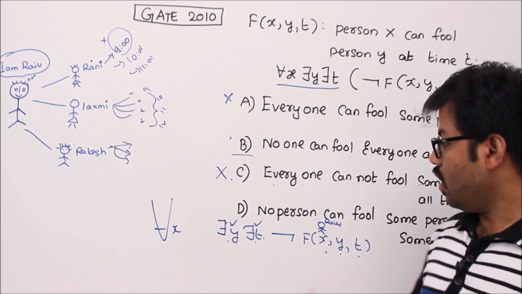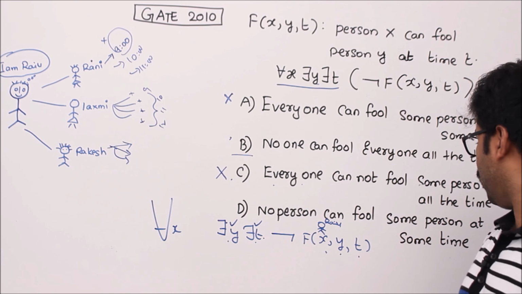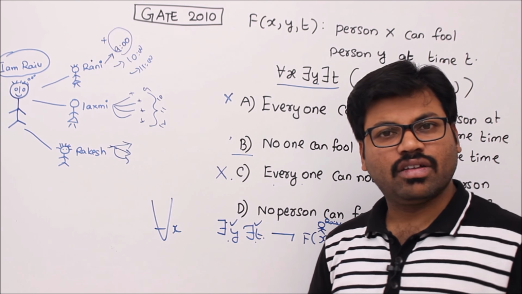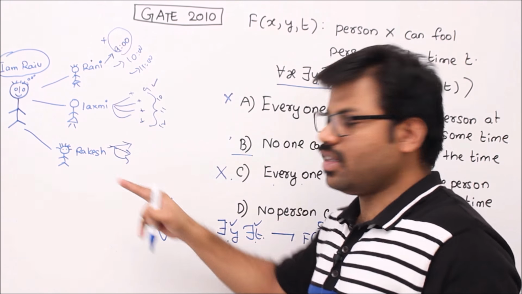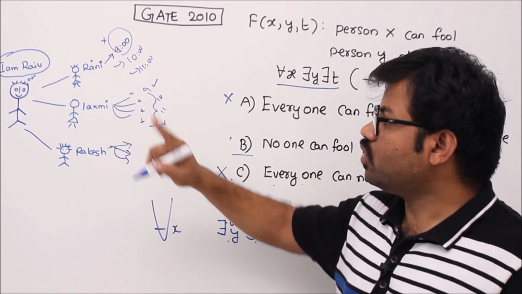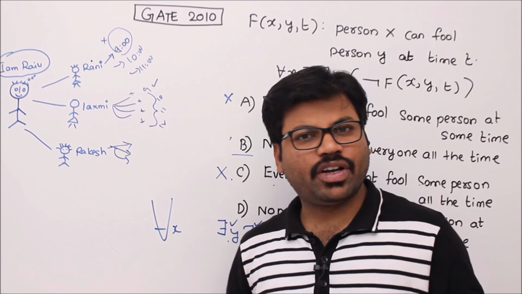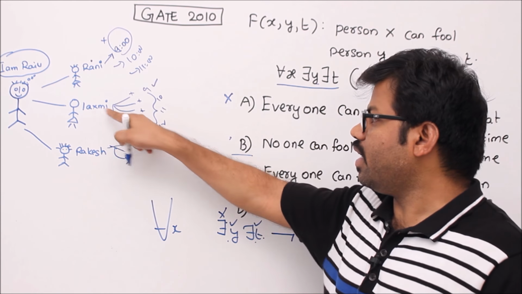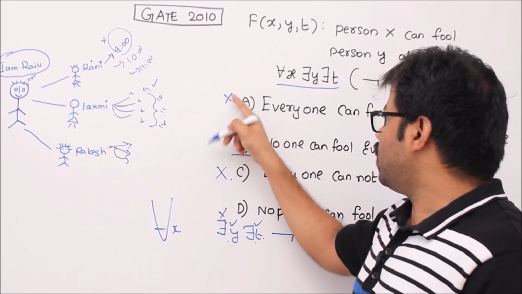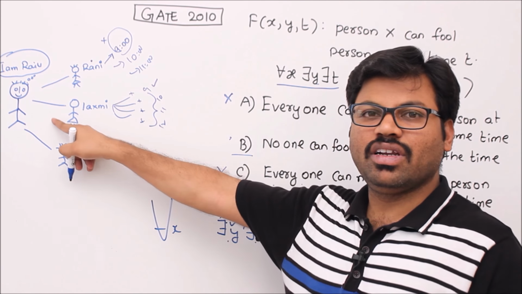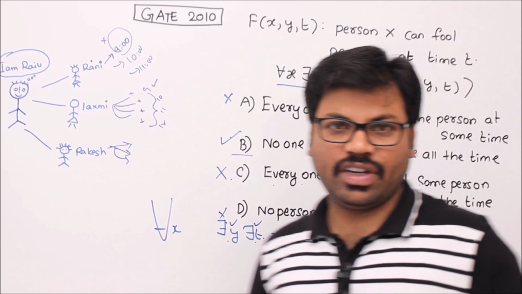See option D. No person can fool some person at some time. So this statement says that no one can fool some person at some point of time. Why? I'll show. Mr. Raju may fool Lakshmi at 9 o'clock, let's say. Then this statement is wrong. It's possible, right? If Raju fools Lakshmi at 9 o'clock, then saying that no person can fool some person at some point of time is absolutely wrong, because Raju did it for Lakshmi. Understand that? So that means options A, C, and D are wrong for this example, so only option B we have to mark. Correct? So why option B is correct, I will tell you.